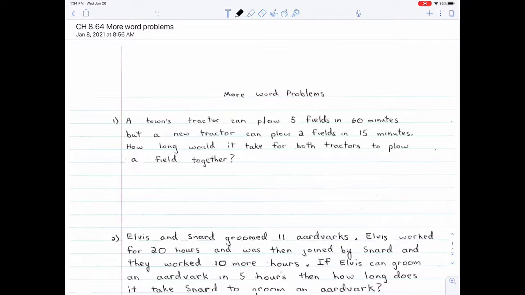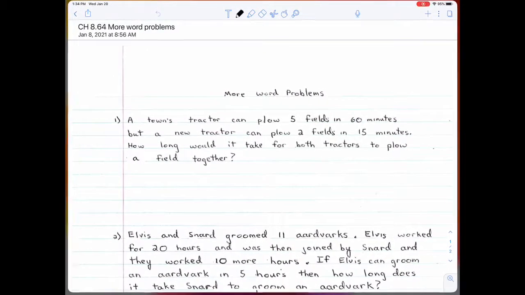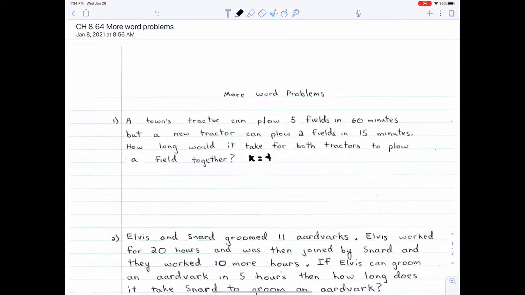Okay, so what are we looking for here? Time for both tractors to plow a field together. So we have time together, and I'm going to go through this fairly quickly. There's nothing new here. Okay, so what are we going to do? How long would it take to plow a field together? So the total work is one field. Okay, so that's going to be the work of the old tractor plus the work of the new tractor. Each one's rate times time.